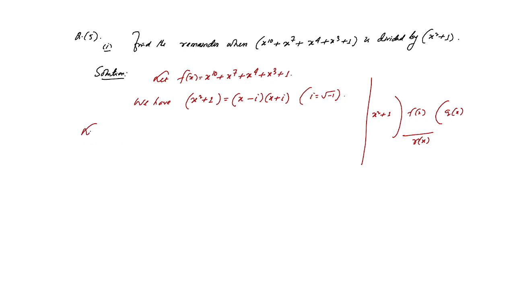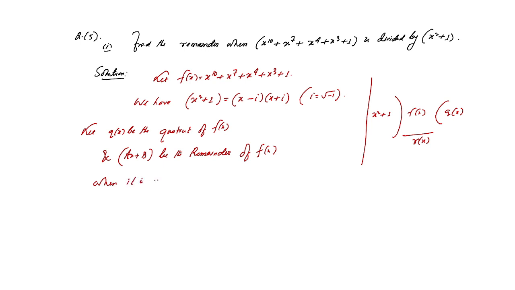So if we apply this, let q(x) be the quotient of f(x), and ax plus b be the remainder of f(x) when it is divided by x square plus 1.